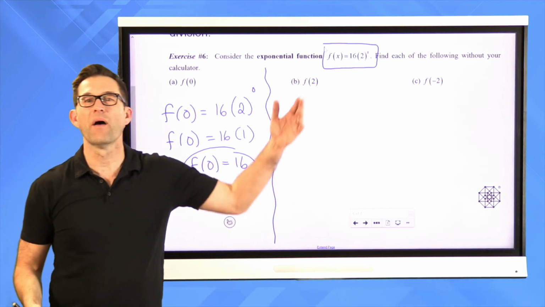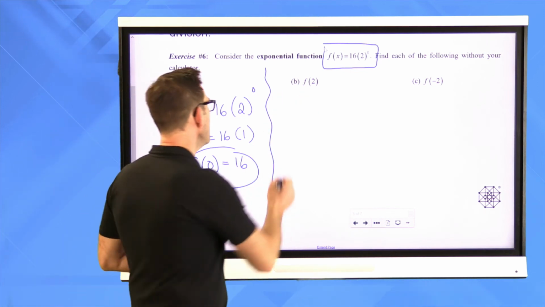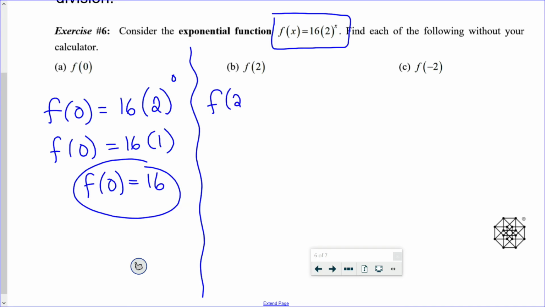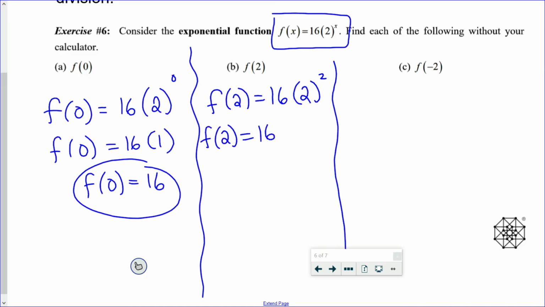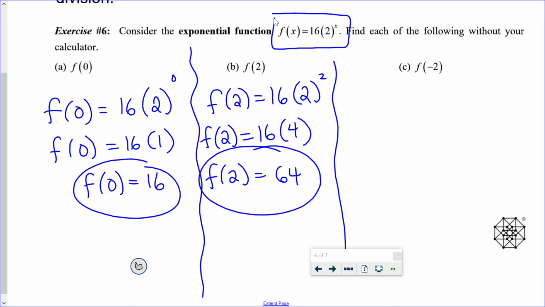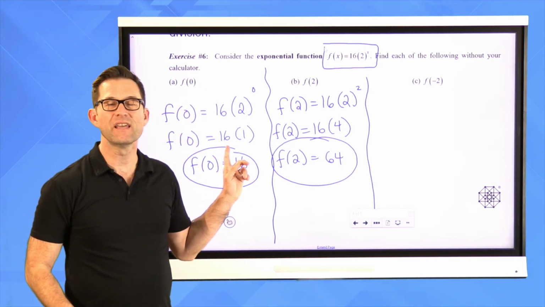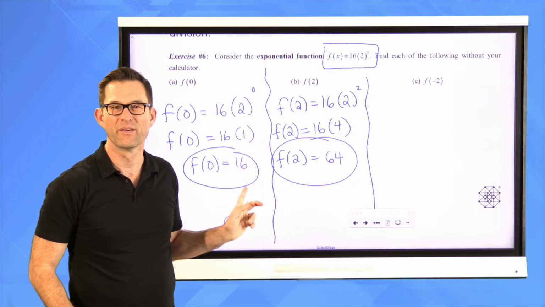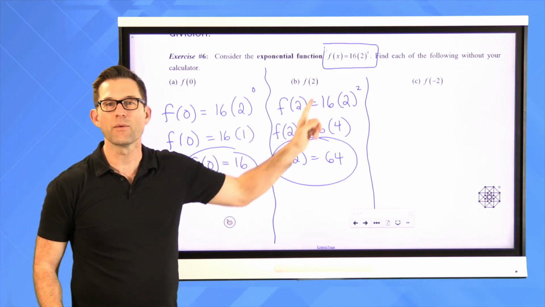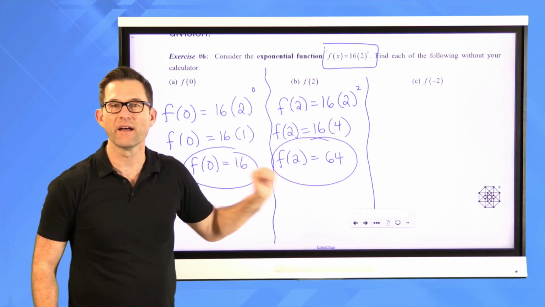Okay, so there's our zero exponent. Let's go with a positive exponent, f of 2. This is kind of what we already are comfortable with. F of 2 is going to be 16 times 2 to the second. We evaluate that exponent first. 2 to the second is equal to 4, and 16 times 4 is equal to 64. So here we've taken 16 and we haven't done anything to it. Here we've taken 16 and we've multiplied by 2 twice and gotten 64.